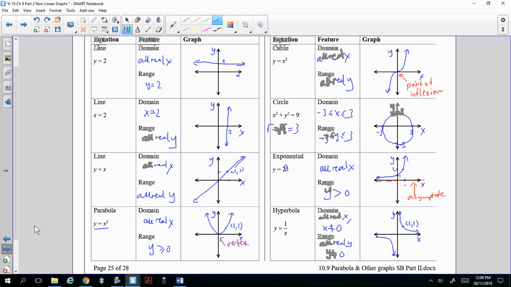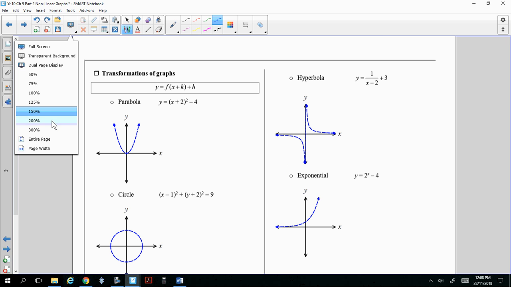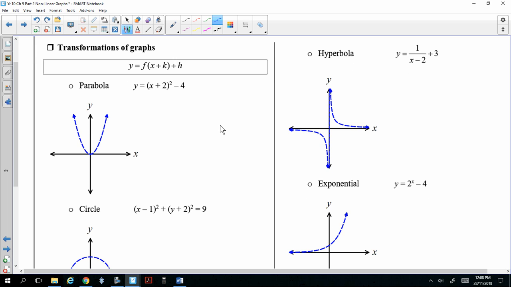It's pretty easy. Okay, transformations of graphs. So we need to know that for a parabola, this is going left 2 and down 4. So basically we have this general way of doing it, not just for a parabola but for any function. When we add a number, that's a vertical shift. And then you have the k, which is the horizontal shift inside the bracket of the function.